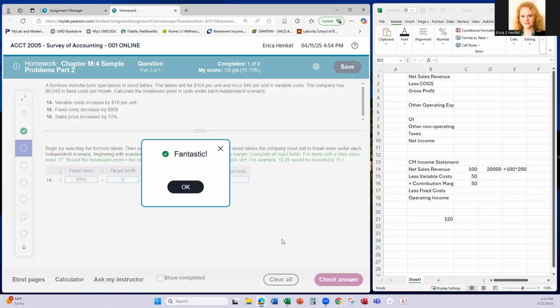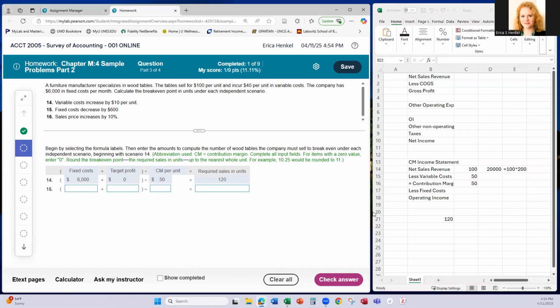So they're doing some what-if scenarios here to figure out what would happen if this happened. All right, what happens if our fixed costs go down by $600? Instead of $6,000 in fixed costs, we now have $5,400. And we're putting this back to our regular one here, so that gives us a contribution margin per unit back to $60. So $5,400 divided by 60 units gets us 90 units that we would need to sell. Okay.